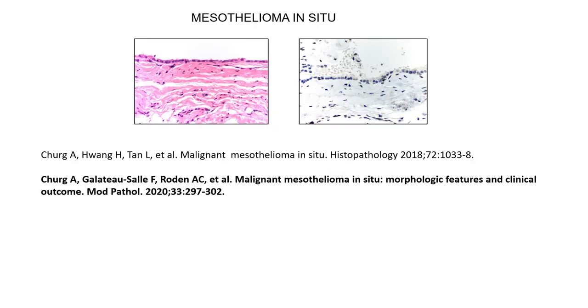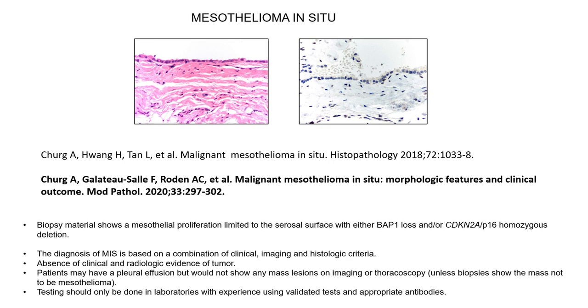Mesothelioma in situ is now recognized. For this diagnosis, you need a mesothelial proliferation with no evidence of invasion, but with molecular evidence of abnormality, typically BAP1 loss or homozygous deletion of CDKN2A.